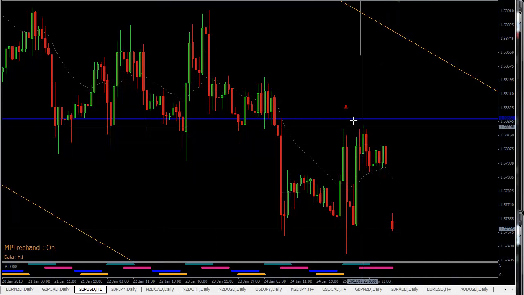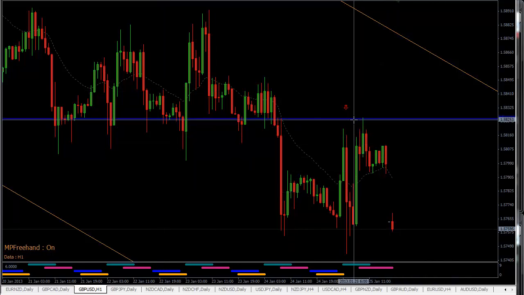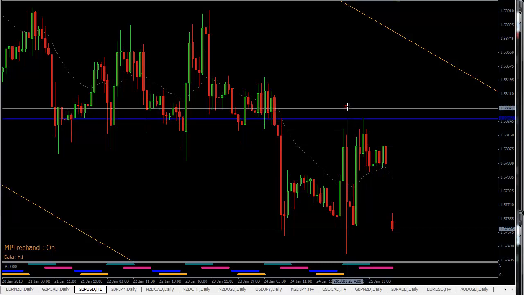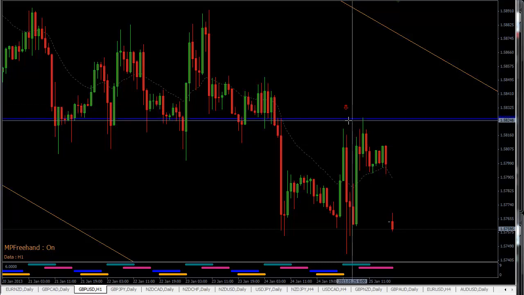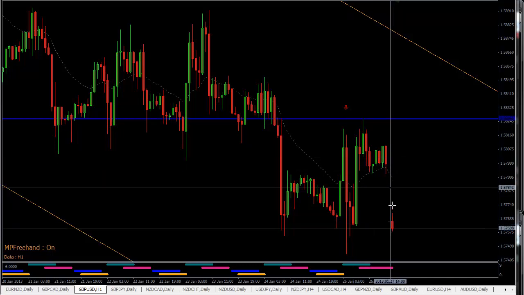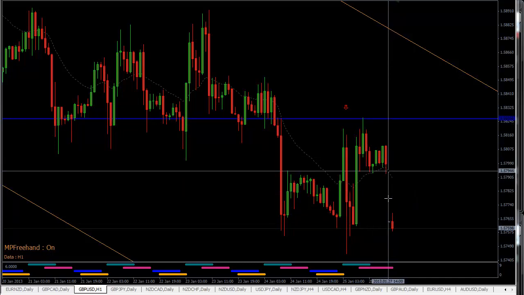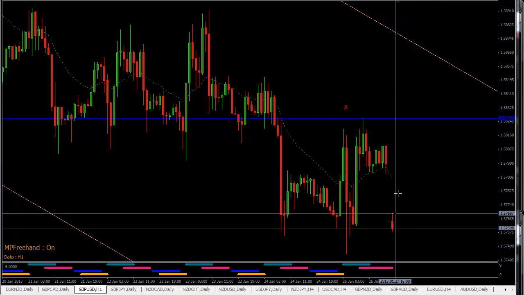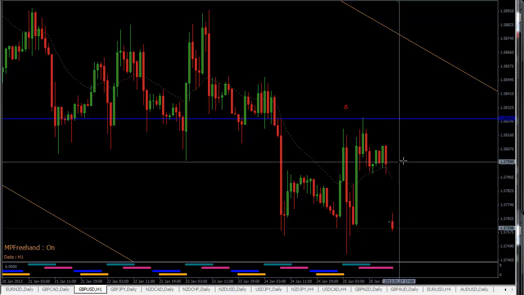So anyways, earlier this week I took a short on the pound dollar, right about where this arrow is, based off of this support and resistance line. And I actually just closed this short on this gap. Usually what you'll find is the gap will correct itself and then continue in that direction.